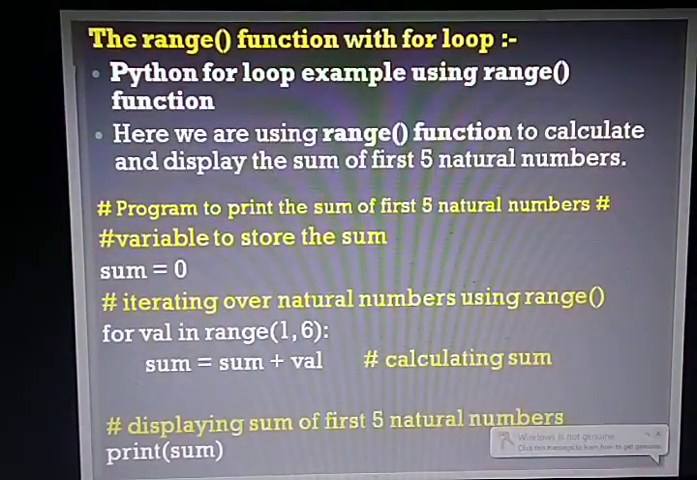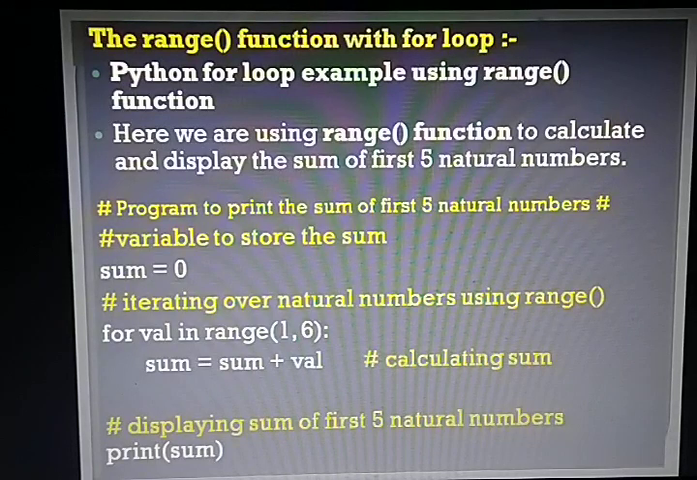Now for range functions, you can see here an example program we are doing. You can see sum is equal to 0 and for val in range 1 to 6, so the numbers are 1, 2, 3, 4, 5. Each time the value of val becomes 1, it is automatically added to sum, because the statement inside the for loop is sum = sum + val, and the initial value of sum is 0. 0 plus 1, that is 1.